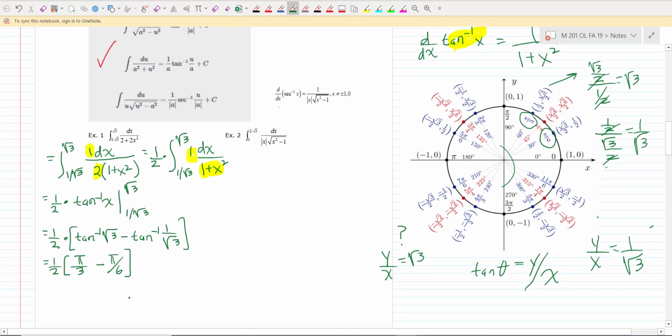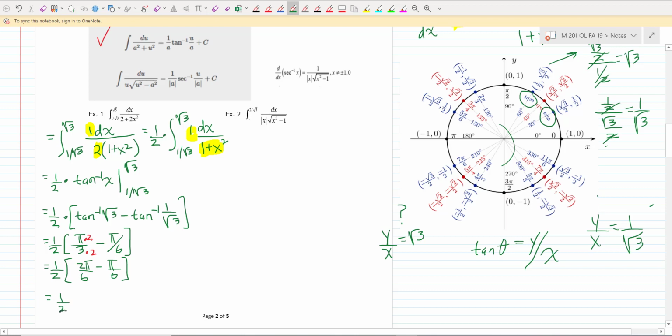Now we're ready to work this out and get the exact answer. This is 1/2. We've got a common denominator here, so we can multiply this by 2 over 2. You can do that in your head if you want. So that is 2 pi over 6 minus pi over 6. So that would end up being 1/2 times pi over 6. So the final answer to this definite integral would be pi over 12. So that's how you would work that out.